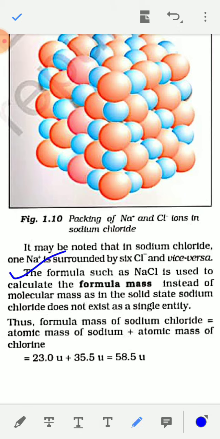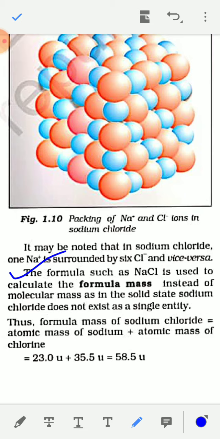Okay, and you can take it like this: the formula mass is also equal to the molecular mass for an ionic compound.